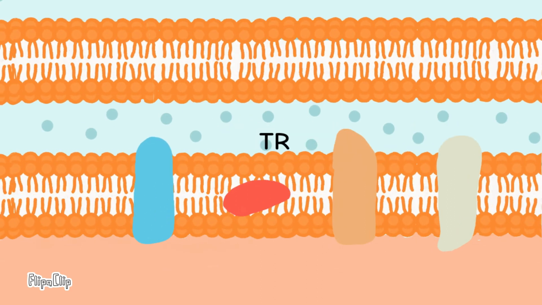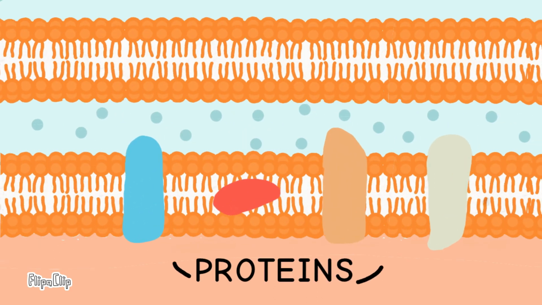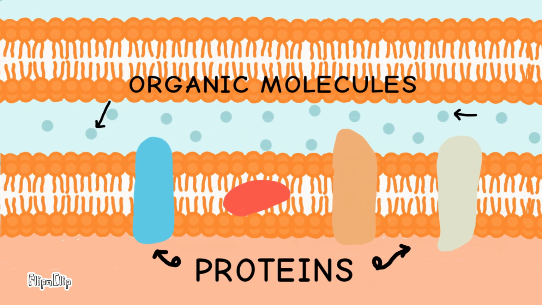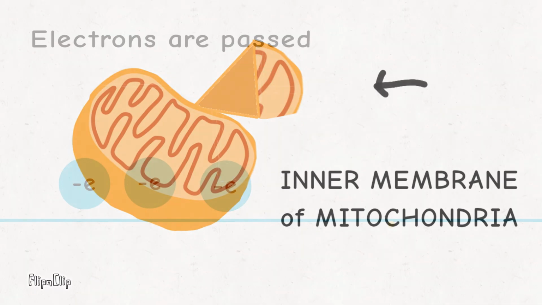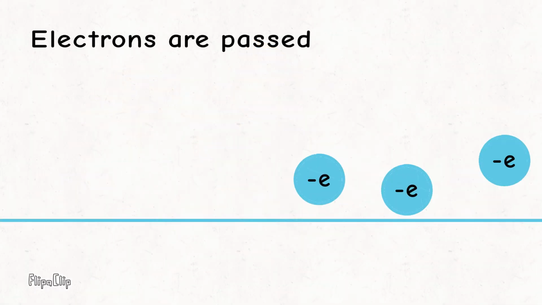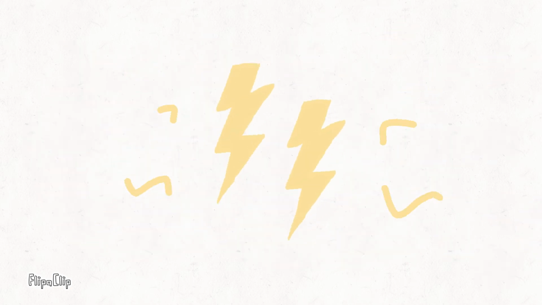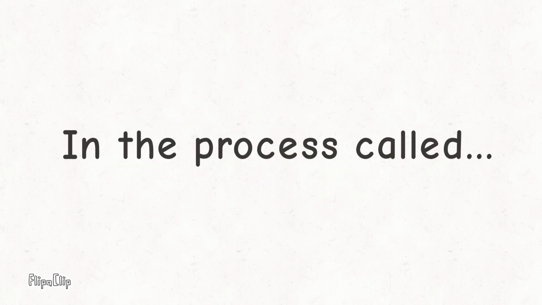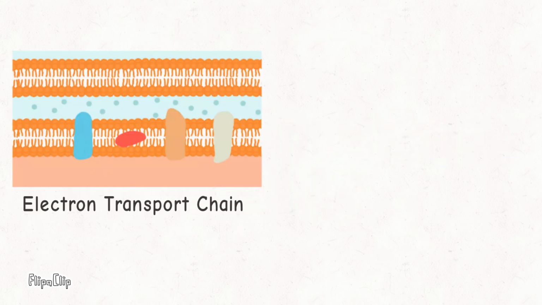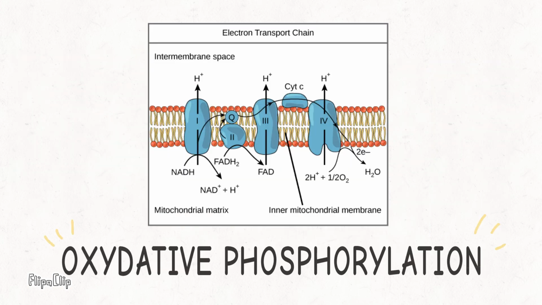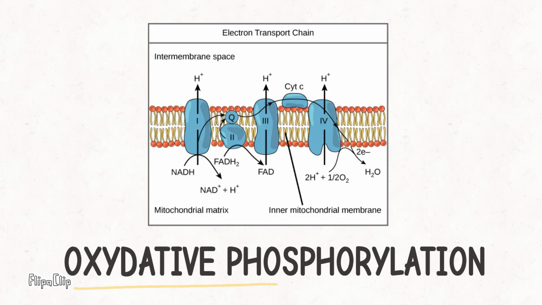The electron transport chain is a series of proteins and organic molecules found in the inner membrane of mitochondria. Electrons are passed from one member of the transport chain to another in a series of redox reactions. Energy released in these reactions is captured as a proton gradient, which is then used to make ATP in a process called chemiosmosis. Together, the electron transport chain and chemiosmosis make up oxidative phosphorylation.